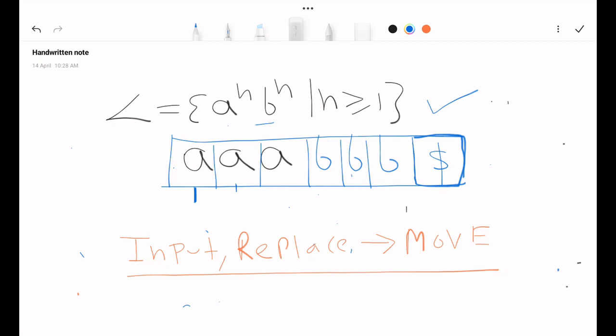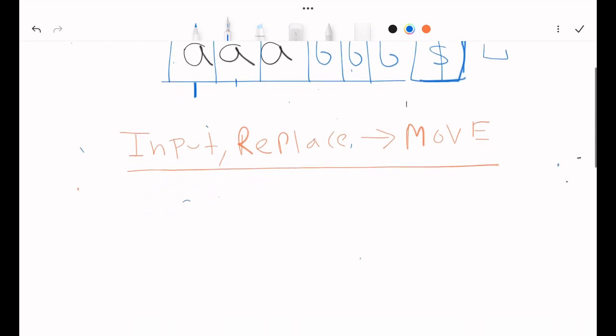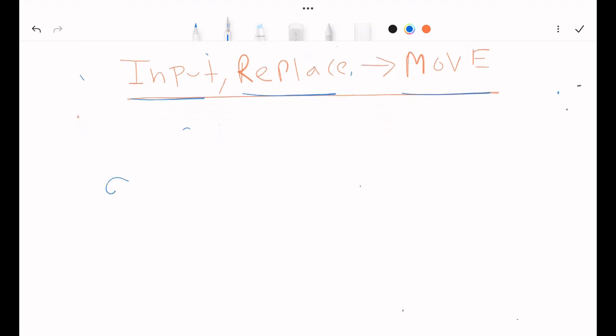So we are taking one famous example, A to the power n, B to the power n, the number of A and number of B are the same. At last we are using this dollar symbol. You can also use a blank symbol. Okay. So what is my algorithm? Input, replace and move.